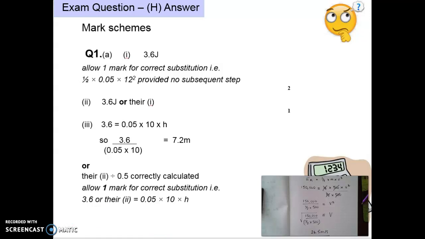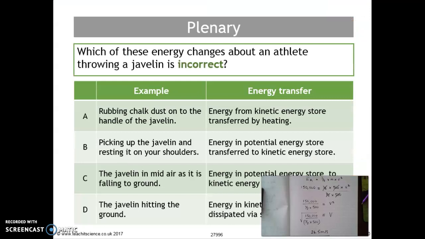Plenary question. Which of these energy changes about an athlete throwing a javelin is incorrect? It's quite a lot to read, so you'll need to pause the video and have a read of it, and the answer's on the next slide. The only one that was incorrect here is picking up the javelin and resting it on your shoulders, because it said that energy in the potential energy store was transferred to the kinetic energy store, and if it's resting, it's not moving, and therefore its kinetic energy store would be 0.